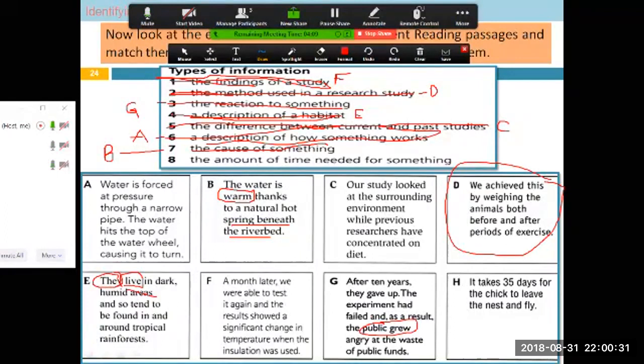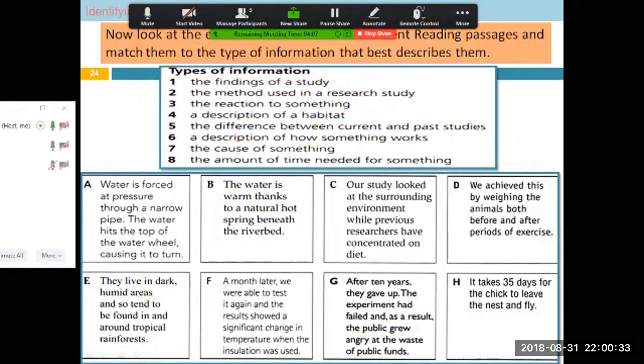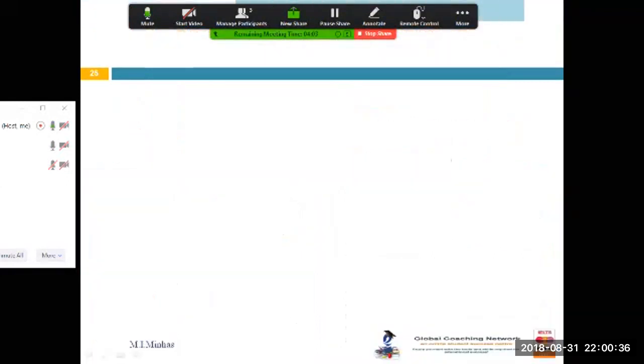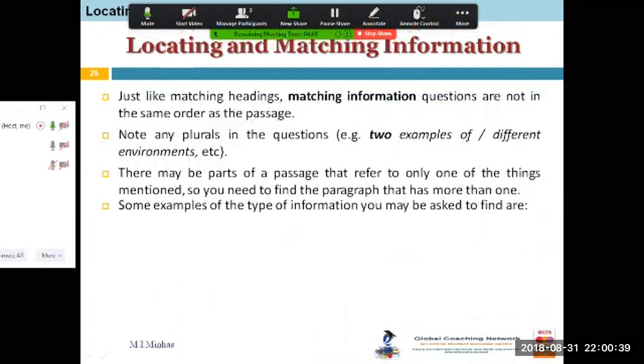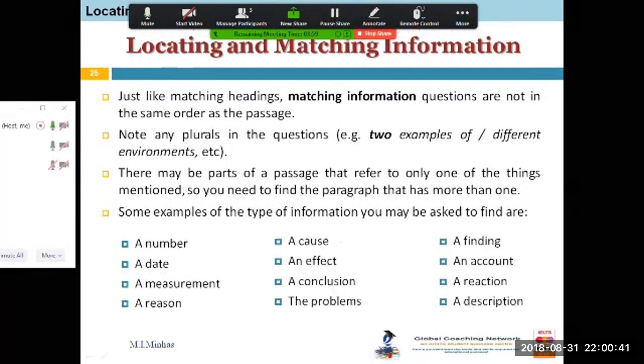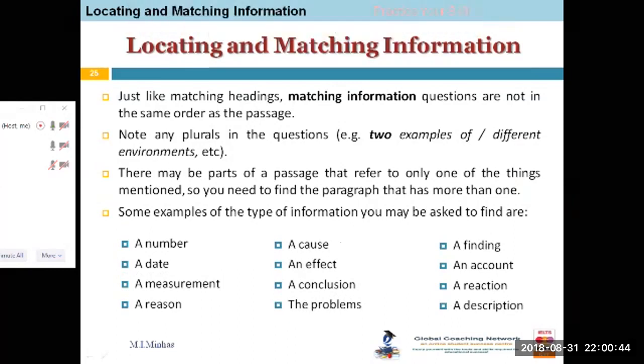Okay, so now we will attempt some good, tougher exercises for matching information type questions. Just like matching heading, matching information questions are not in the same order as the passage. If you have watched the lesson in which I talked about in order and not in order, in sequence and not in sequence questions, I mentioned that matching heading and matching information questions are not in sequence. I hope you know what I mean by not in sequence, right?